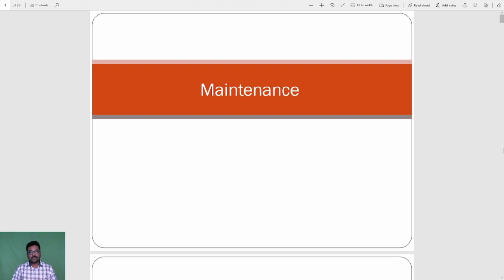Today we are going to discuss the topic plant maintenance. Before we enter into our topic, we need to know about the concept of maintenance. Actually, why do we need maintenance?